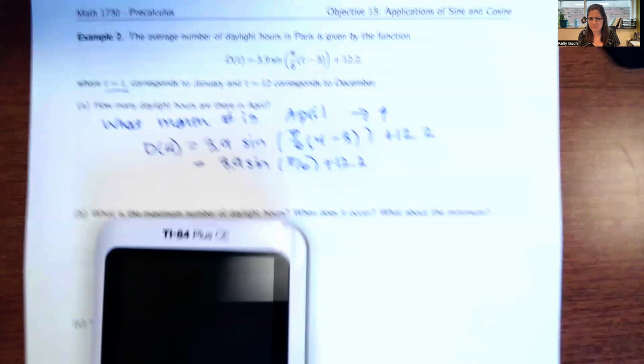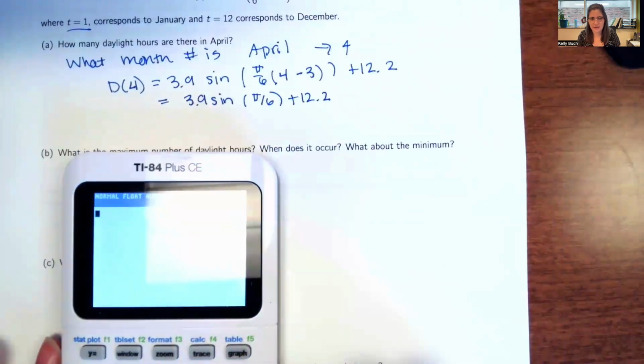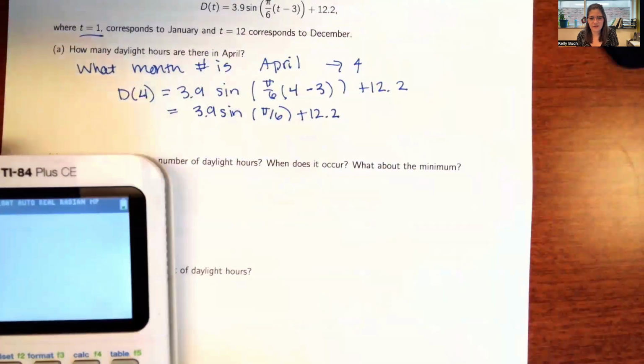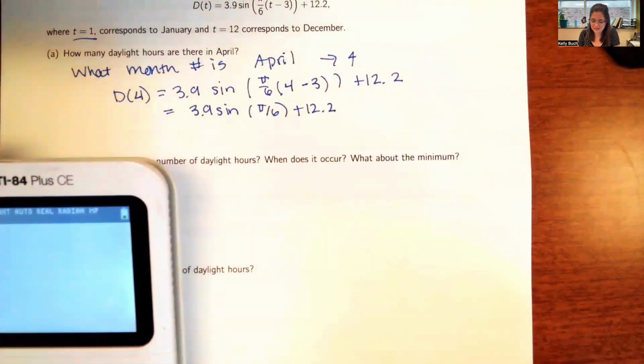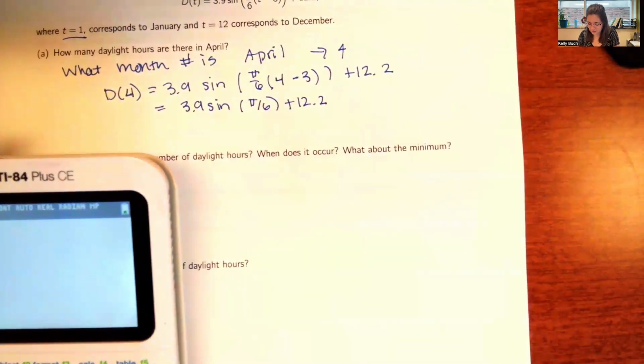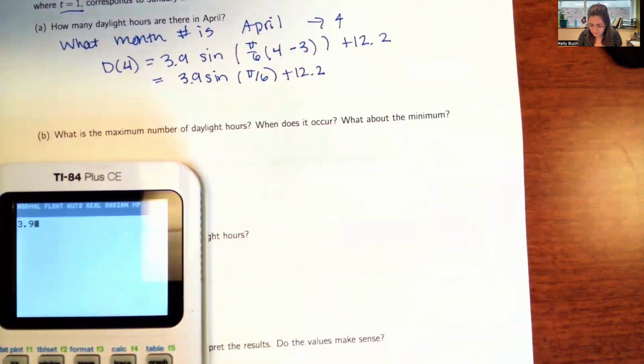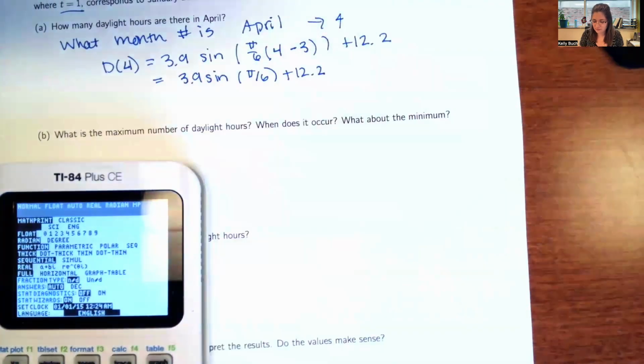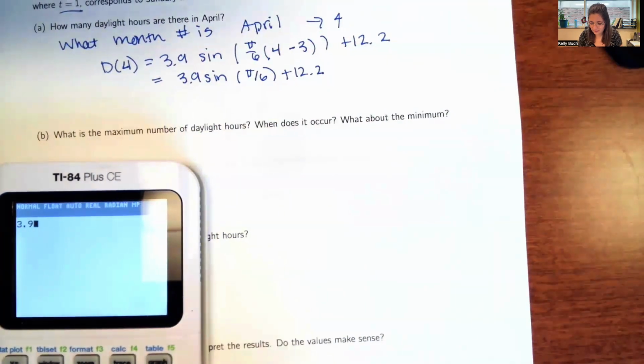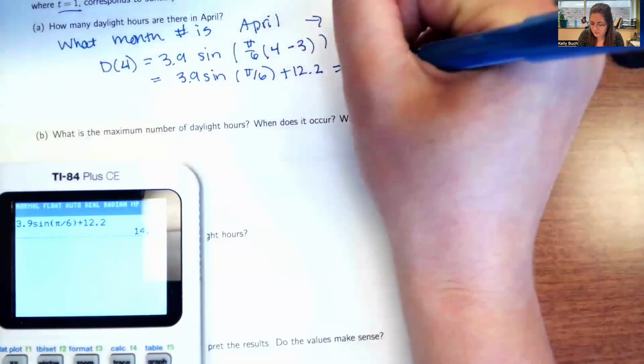And now that I have that simplified, I'm ready to go to the calculator and plug that in. I like to simplify a little bit first because it can be easy to put these in wrong in the calculator. So I like to do some things by hand before I go straight there. Okay, so 3.9. First, I'm going to double check that I'm still in radian mode because pi over 6 is a radian. Okay, I am. 3.9 and then sine of, second, pi over 6 plus 12.2, and that's going to get me 14.15.